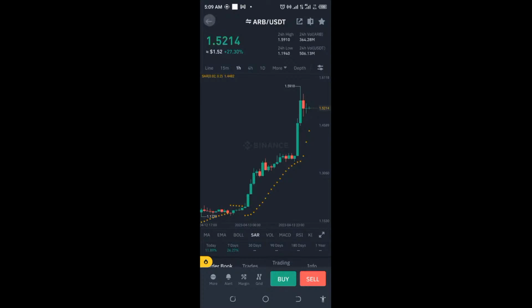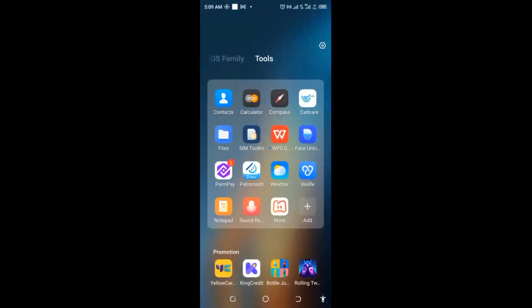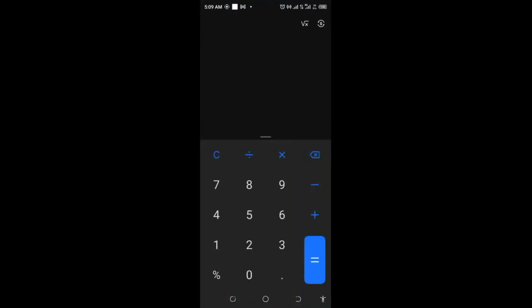So let's go check what this is on a calculation basis. We have 20.62, right? So we put $20 there, times 3%. Yeah, this is about a 3% profit margin trade after all expenses have been removed.